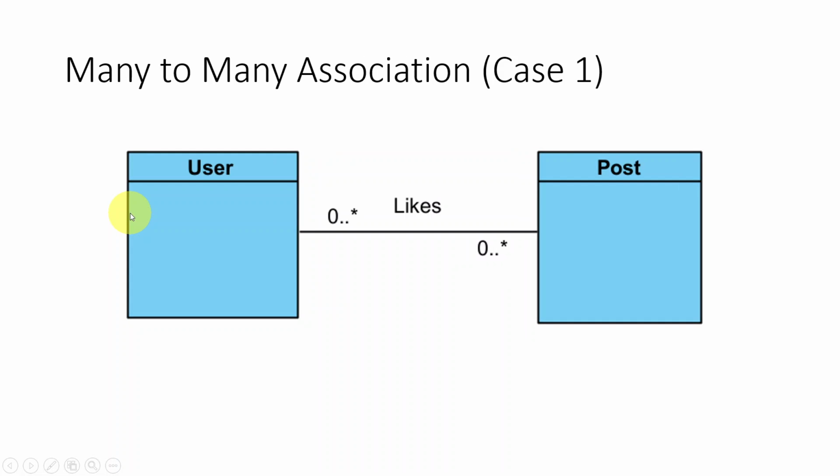And the third category is many-to-many associations. This is interesting, and there are two cases. In the first case, we just model it as many-to-many. Let's take an example. One user may like many posts and one post may be liked by many users. If you are not interested in any other details about that like, we can model it like this, just the two classes, and we just represent it as many-to-many.